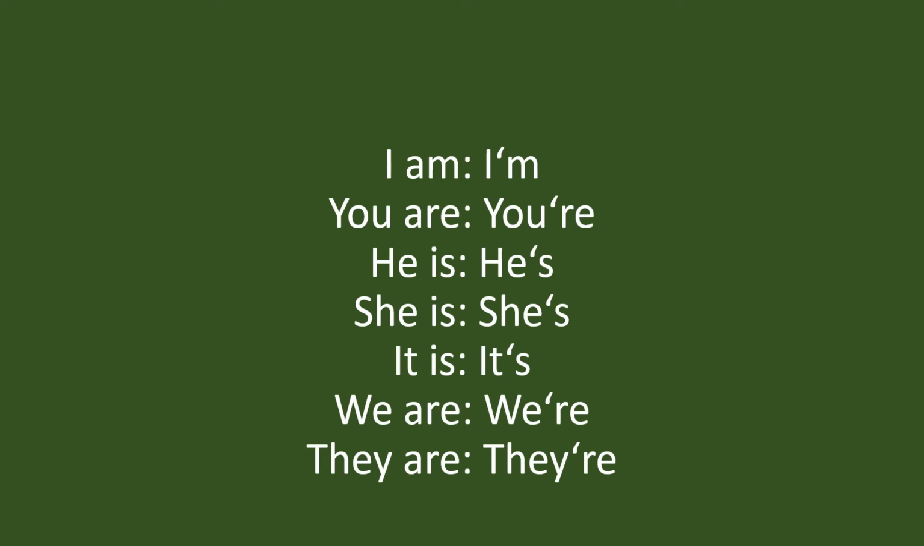Okay, in this first example, we can see that I am becomes I'm, you are becomes you're, and this one's interesting because although the correct pronunciation is you're, it's extremely common to hear you're, and that's especially true when people are talking quickly. For example, you're gonna come over later, right? You're gonna do that for me, right?